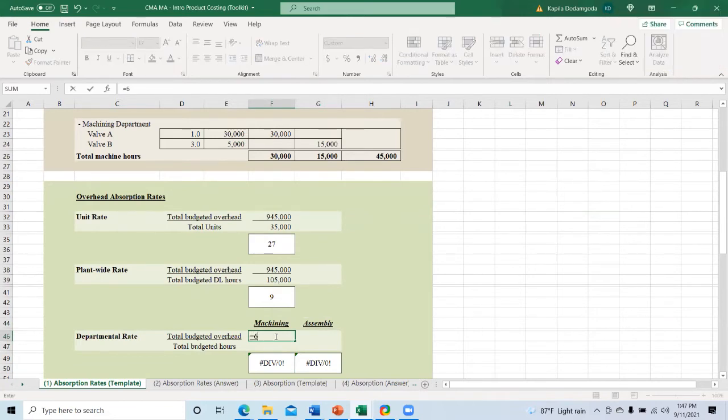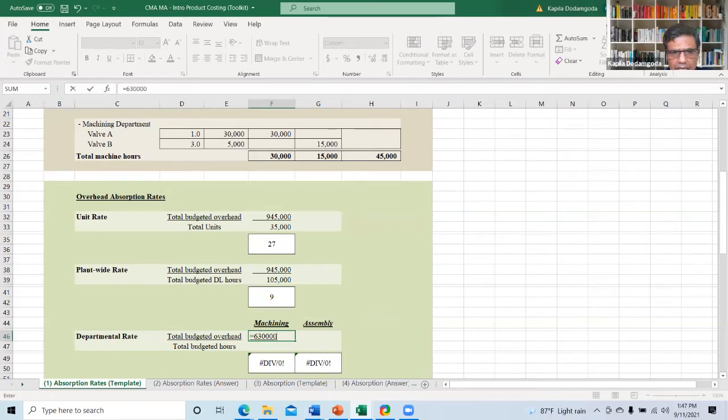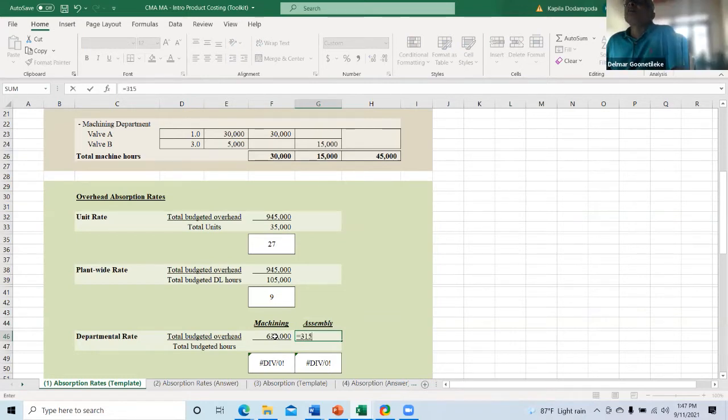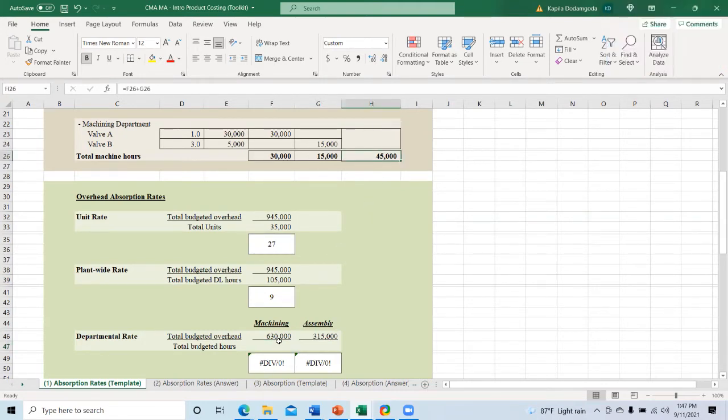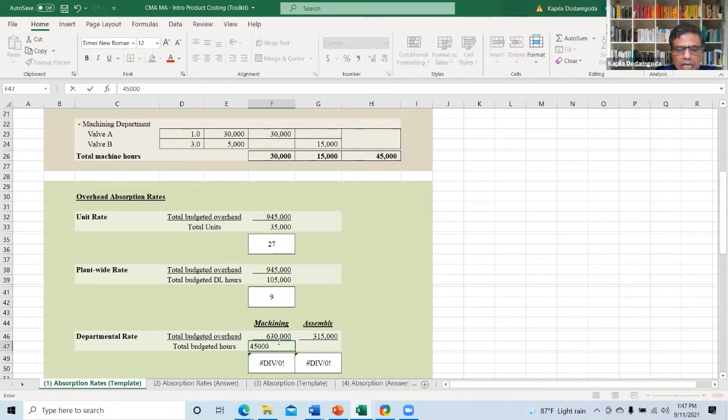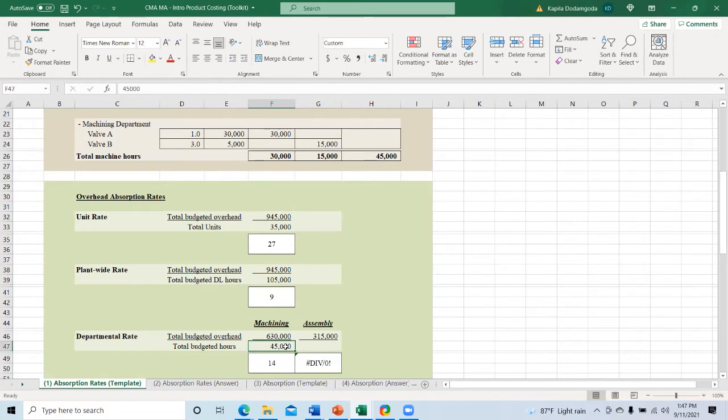How much is the overhead of the machining department? 630,000. And how much is the overhead of the assembly department? 315,000. So the total overhead is 945,000. Now we are taking a department-based view. How many machine hours do we generate in the machining department? We have to use machine hours to establish this rate. 45,000 exactly. So we have a rate of 14.